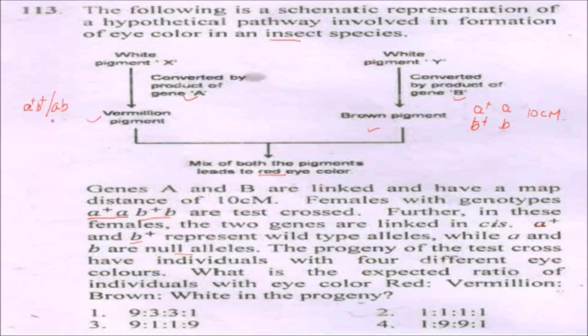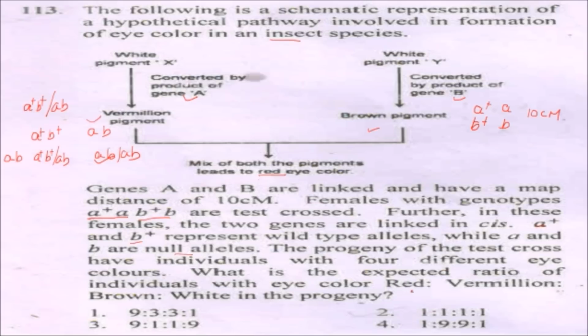When it forms gametes, it will not undergo independent assortment as per Mendelian law, because it is the linked one. So it will produce only two gametes, A positive B positive, and AB. And it is a test cross, so it will be crossed with the recessive one, and it will give A positive B positive, and AB, and again AB and AB. So one is giving the wild type, and one having both the genes is giving the red one.